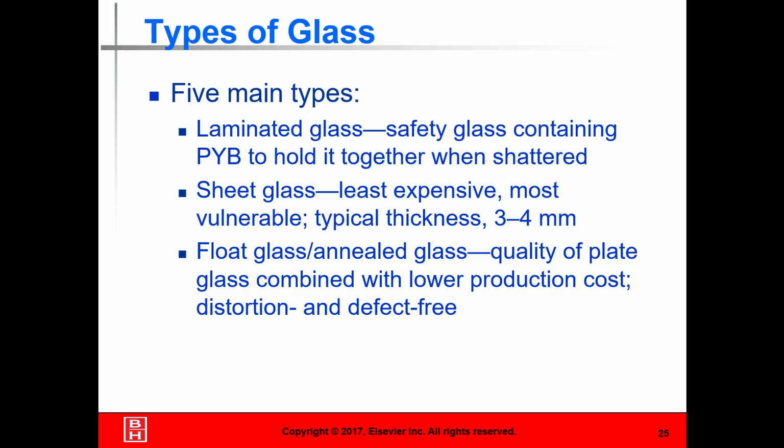So, there's 5 main types of glasses. Laminate glass. This glass is a safety glass that contains polyvinyl butyral or similar substance and therefore holds together when shattered. Great for in offices. Sheet glass is the least expensive, most vulnerable to break. It's not very thick. This is what most home windows are made of.